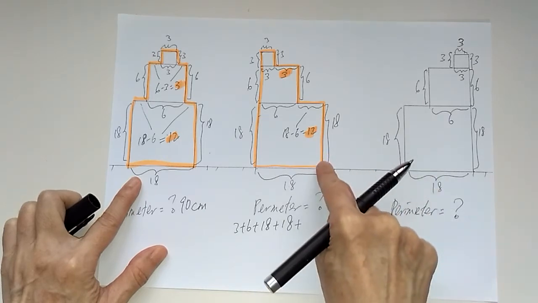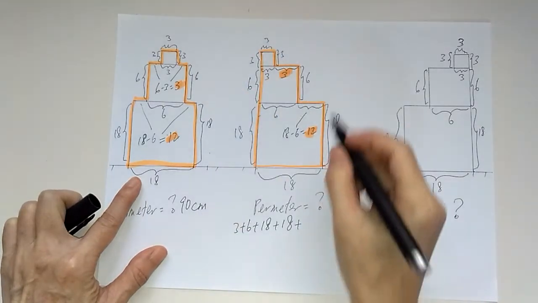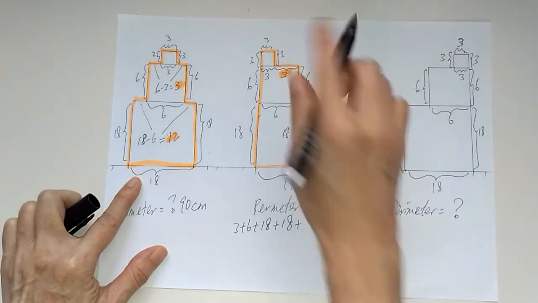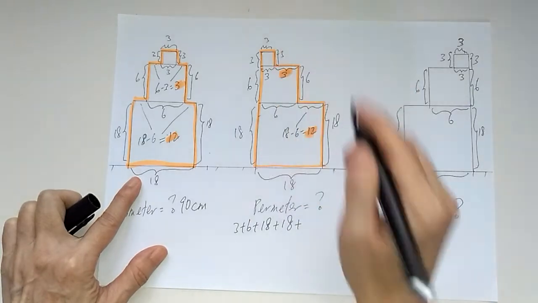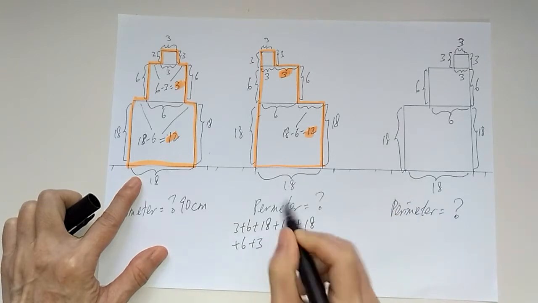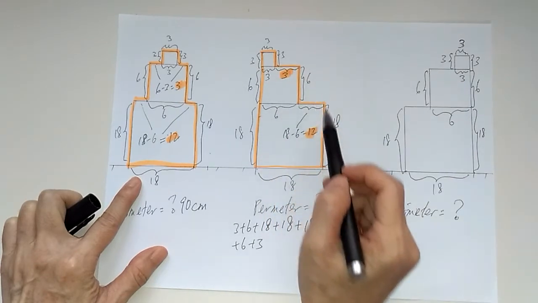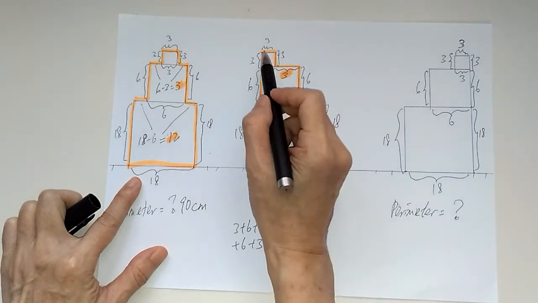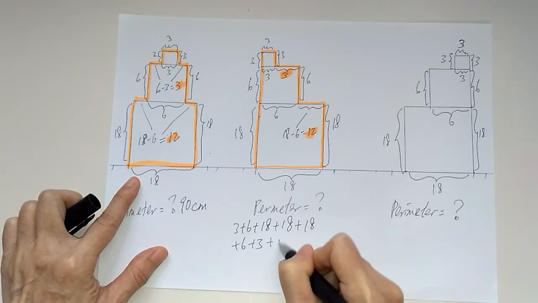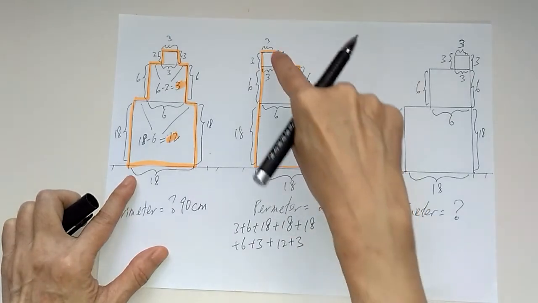Then from here to here is also 18 plus 6 plus 3. Okay, 18 plus 6 plus 3. And don't forget, we still have 2 more lines, these 2 lines. And then the top, 1, 2, 3. So it'll be 12 plus 3, and then plus 3.